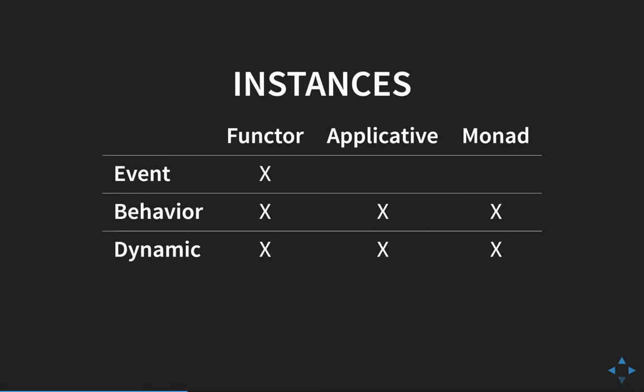Instances. This has not always been the case. In the current version of Reflex released on Hackage, we do not have a monad instance for Dynamic or an applicative instance. This is in the most recent code on GitHub, but these are the instances you have. Behavior and Dynamic have all of Functor, Applicative, and Monad. Event only gives you Functor.